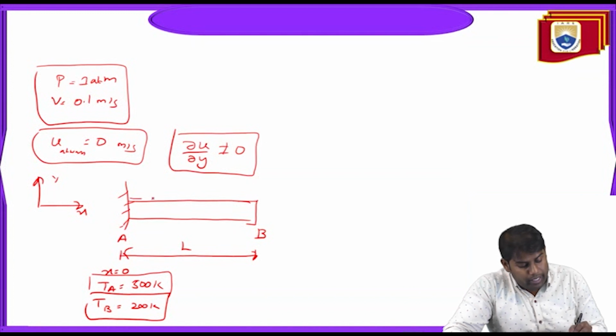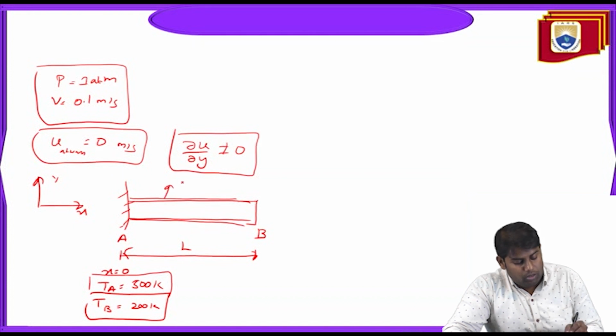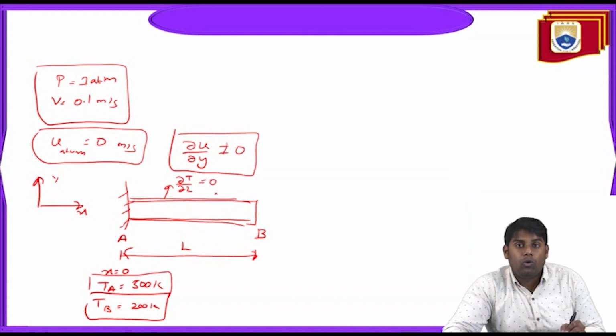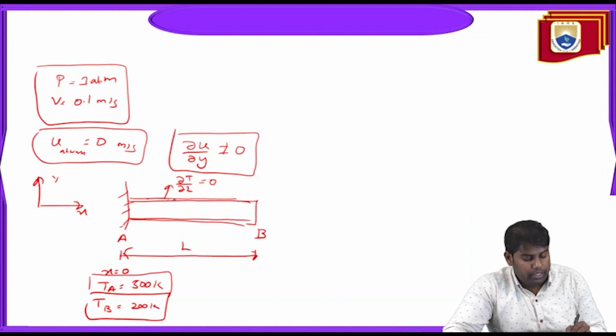Let's say you insulate the top. Insulating the top means dou T by dou L along the length is 0 on the top surface. So if you keep insulation, at each and every point of the length on the top surface, there is no change of temperature variation along the length over the circumference. This is the set of insulation, and this is one condition which is the Neumann condition.